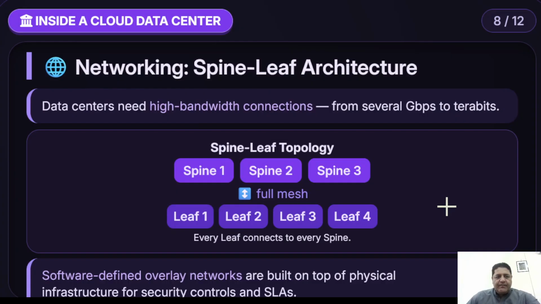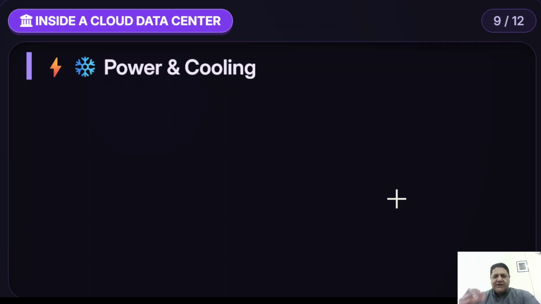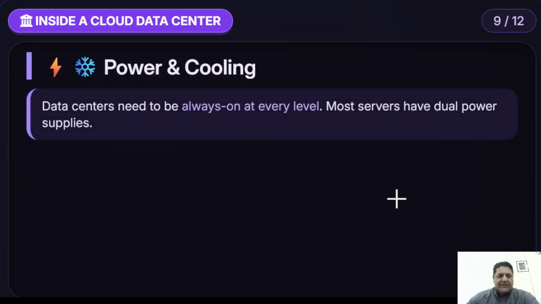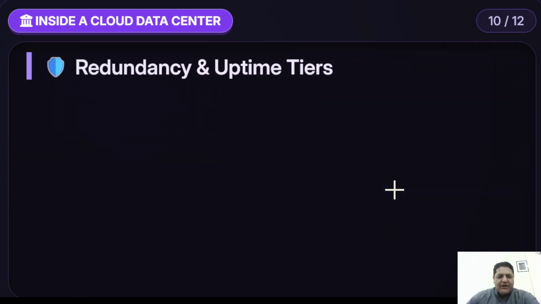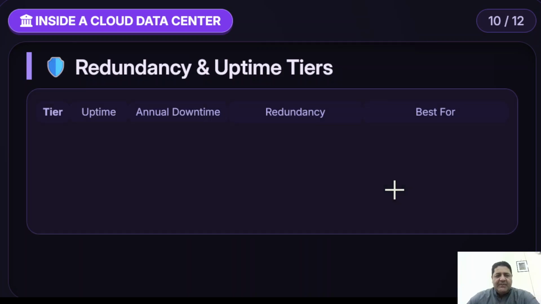Now these were the core components, and when we come to the supporting components, of course we need some kind of power and cooling mechanisms, and along with that liquid cooling, there are different technologies used. Along with that, we have the concept of redundancy and uptime tiers.